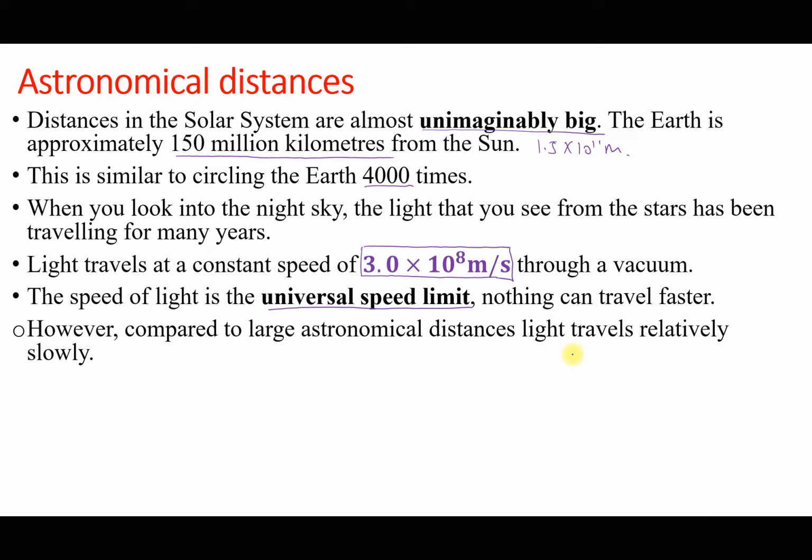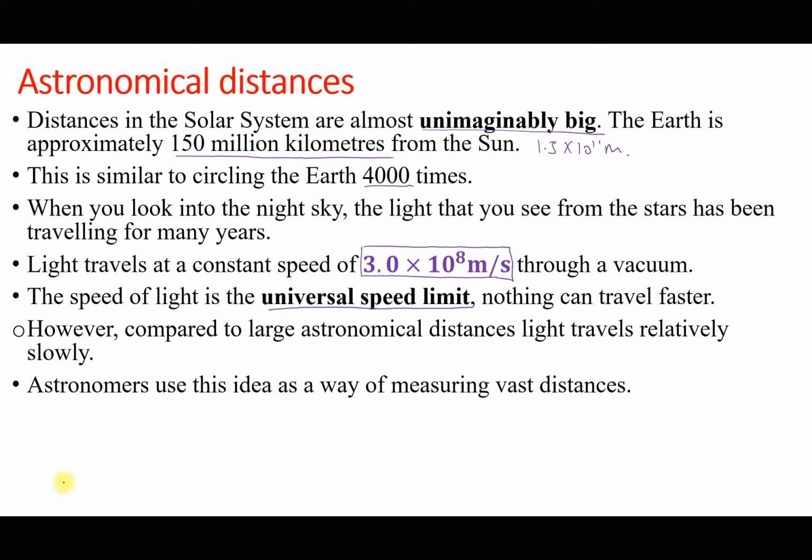That's why in lesson 2 I mentioned that when you turn the lights on, you see it as if light appears instantly simply because it is traveling a very short distance. But if light is to travel an unimaginably big distance, then we say that it is relatively going to be slower because of the bigger distance it is going to be traveling. So astronomers use this idea as a way of measuring very vast distances.